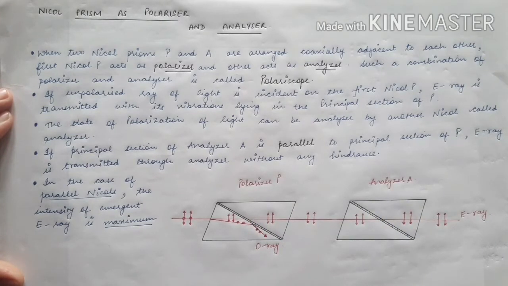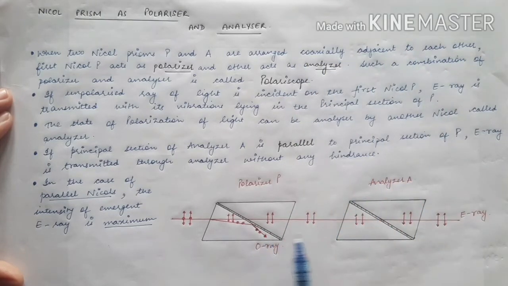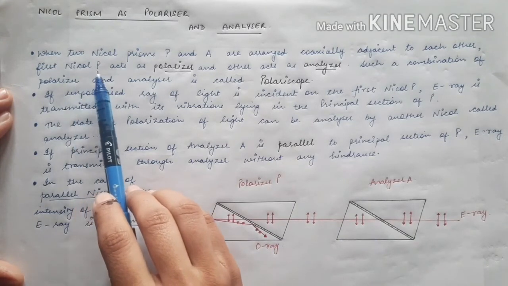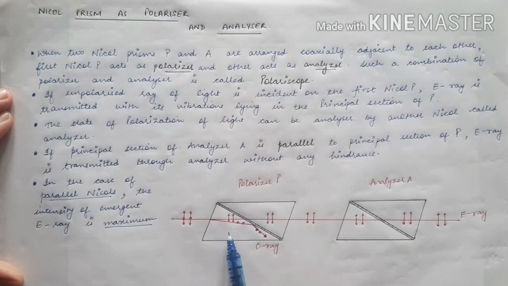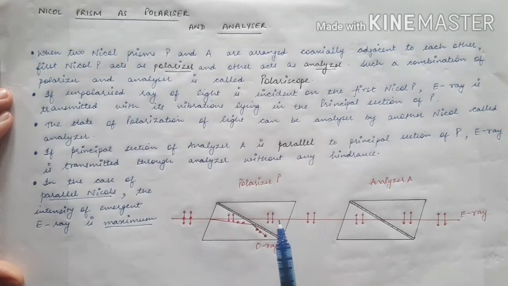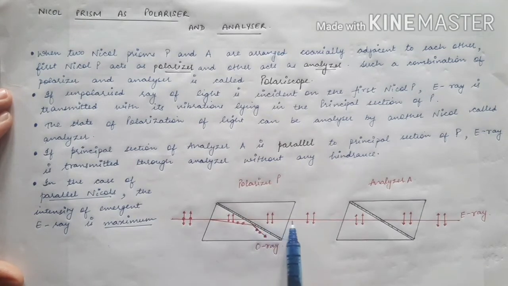When these two Nicol prisms are arranged coaxially adjacent to each other, the first Nicol prism P will act as polarizer, and its working we have already done in the previous page. When unpolarized light falls on the Nicol prism, it will get split into two refracted rays. The ordinary ray will get absorbed inside the Nicol prism due to total internal reflection and due to the black coating on the two faces of the crystal. The other ray, the E ray, will pass as it is through the crystal.